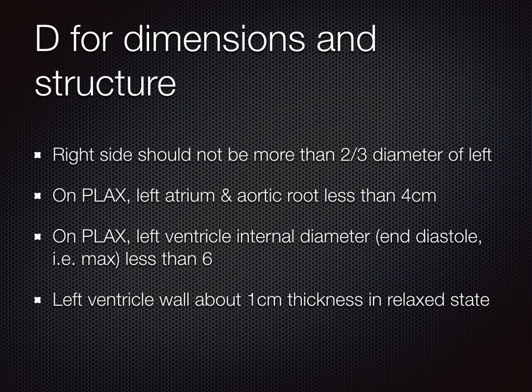Now we know that the left ventricle wall should be about 1 centimetre thickness in the relaxed state, i.e. in diastole. Now again, there is a range between about 9 and 12 millimetres, but what we're really looking for is, is it significantly thickened or is it significantly thin compared to what you would expect? So these are the D for dimensions and structures. So check your view and go through and just make a general assessment of the dimensions and ratios.